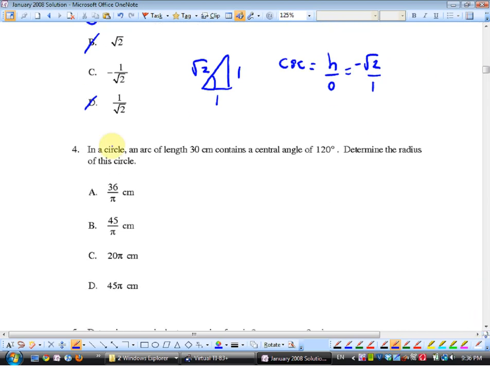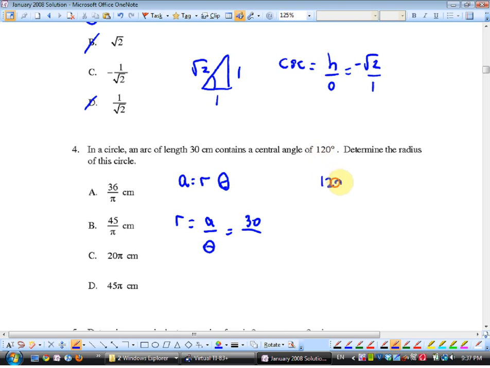Number 4, in a circle, an arc. So this is an arc length question. Remember, the arc length equation looks like the word arc. They want us to find the radius. The radius is going to be a divided by theta. The key here, though, is that theta has to be in radians. So the arc length is 30. 120 degrees in radians, what's that?